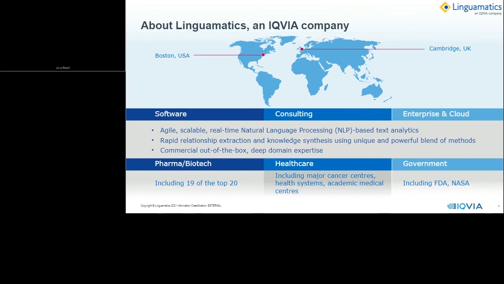The key part where NLP brings value is being able to extract information from text, not just the concepts, but also the relationships. So being able to extract concepts and the relationship between them, taking that information to synthesize knowledge using a unique and powerful blend of methods.